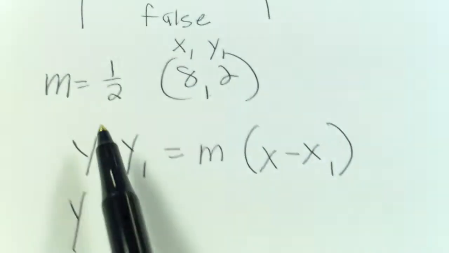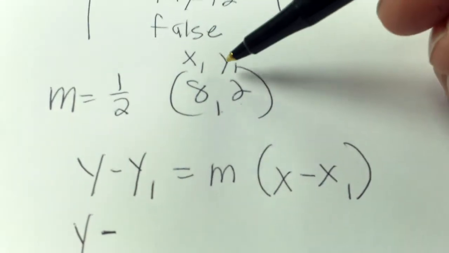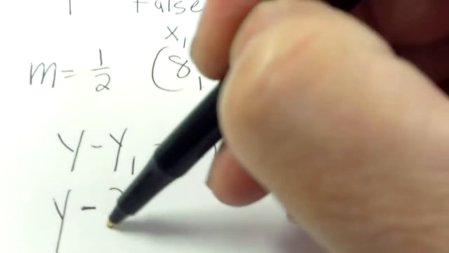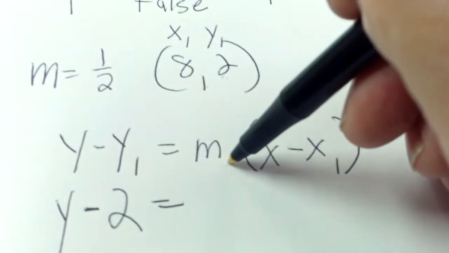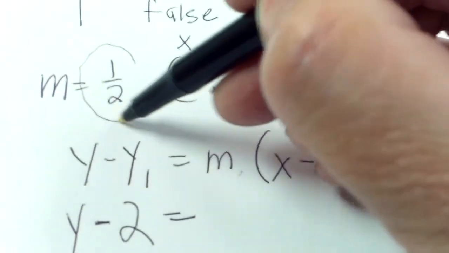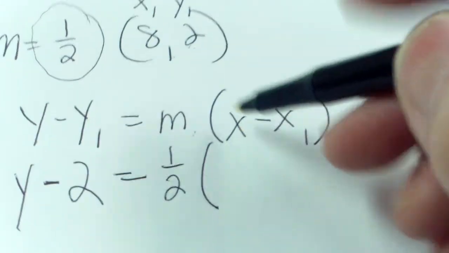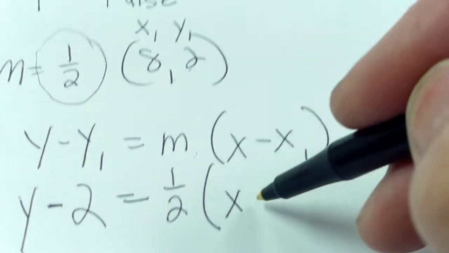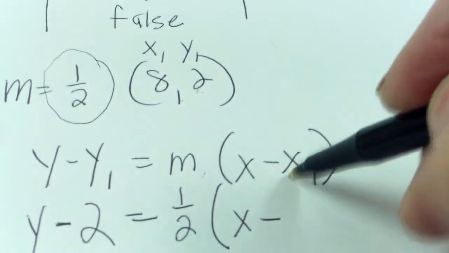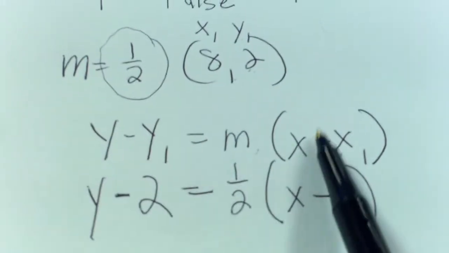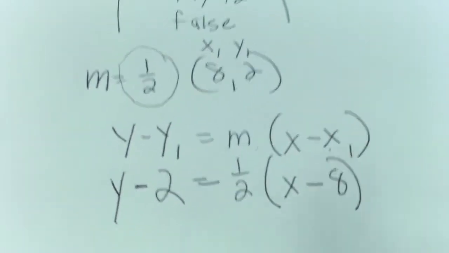So this y stays y. Be careful, we're going to subtract y sub 1, which is 2, and that equals m, which is our slope, which is 1/2, times the quantity. This x just stays plain old x, and we're going to subtract x sub 1, which is 8. If they have that nicely labeled, all you got to do is plug your values into here and watch your subtraction signs, and you're good to go.